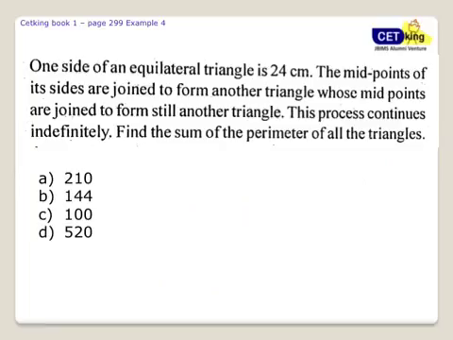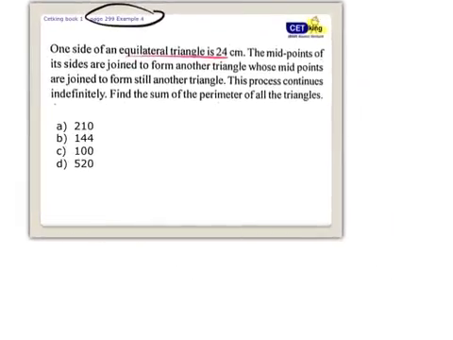Alright. This question is from CET page number 299, example number 4. So please try to solve this question. Now we have a triangle. This is the problem when you combine topics. When you combine geometry and AP GP series, that's where the problem starts for some of the students. So no problem, let's see this question. Please try to solve it yourself.